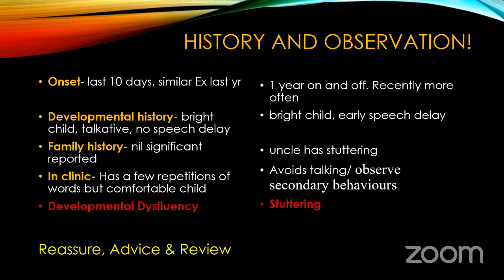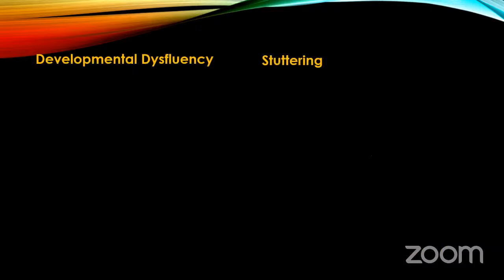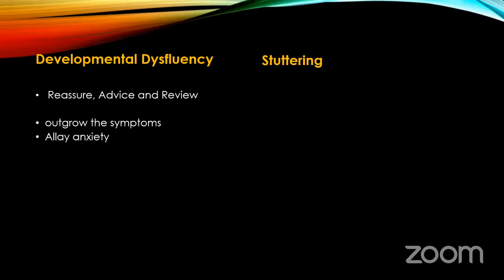Okay. So we have to first reassure, second advise what is to be done, and third review. So we have to reassure, advise, and review. While for the child with stuttering, we have to advise, refer, and then review. Let me tell you what I mean by this. In a developmental disfluency child, when we are saying reassure, advise, and review, we are going to reassure that it's likely that the child will outgrow the symptoms. And you have to allay the anxiety of the parents, because the more anxious the parents get, the worse they are going to pass on this anxiety to the child, and the stammering can get worse and last for a longer time.